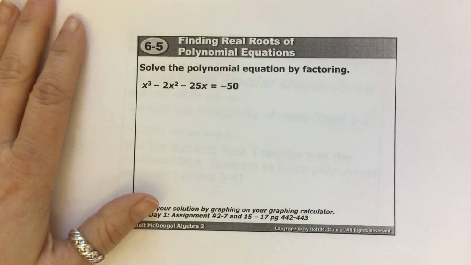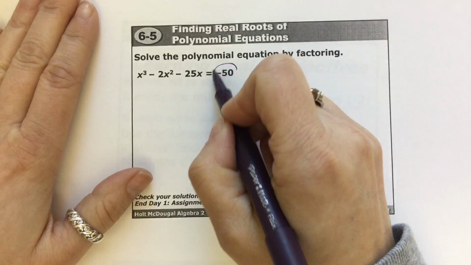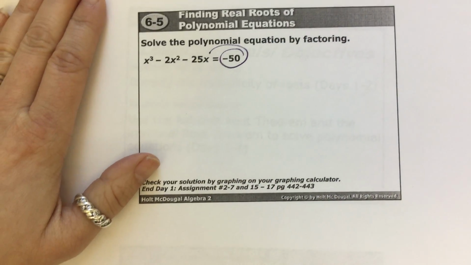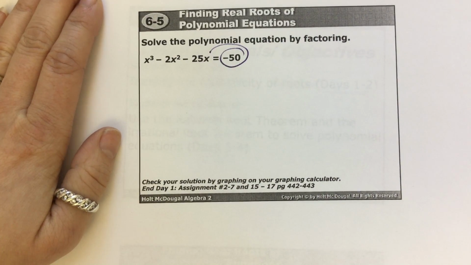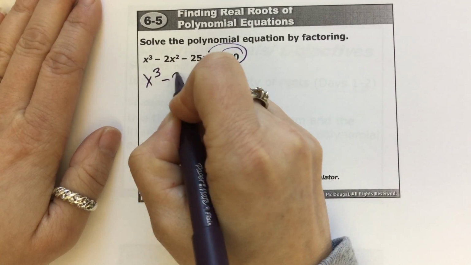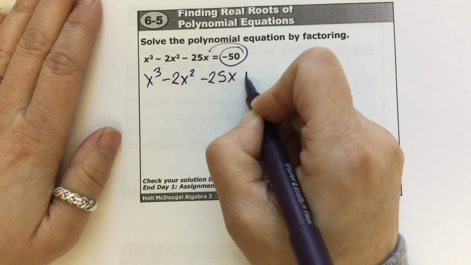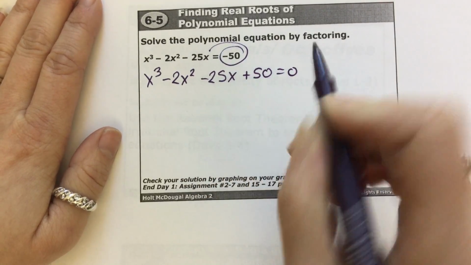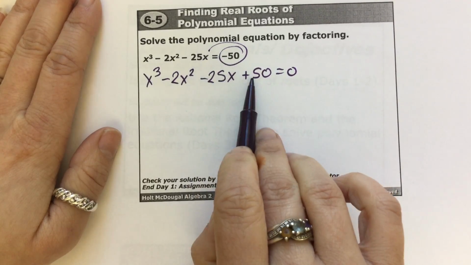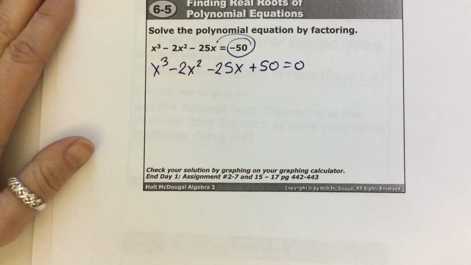Okay, if I'm trying to solve by factoring, you want to find the zeros. That means you need this thing equal to 0. So step 1, I need to take that minus 50 and bop it on over to the other side. X cubed minus 2x squared minus 25x plus 50. It's negative on this side, so when I bop it on over, it's going to be adding. 1, 2, 3, 4 terms.